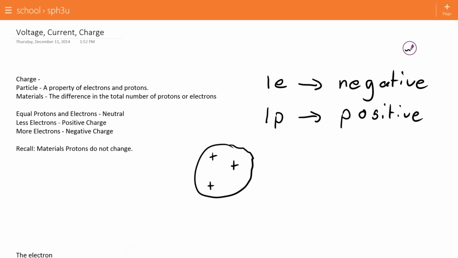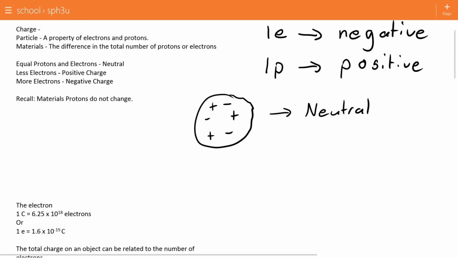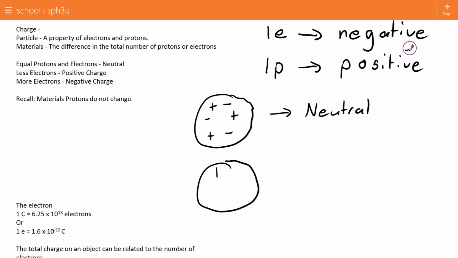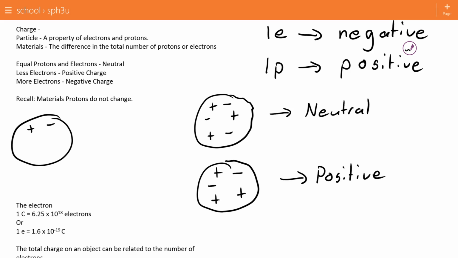it will have some number of protons and some number of electrons. If the number of protons and electrons is equal, then that material is neutral. If the material has lost electrons, there are more protons than electrons, making the material positive. And if the material has somehow acquired extra electrons, there are more electrons than protons, making the material negative.